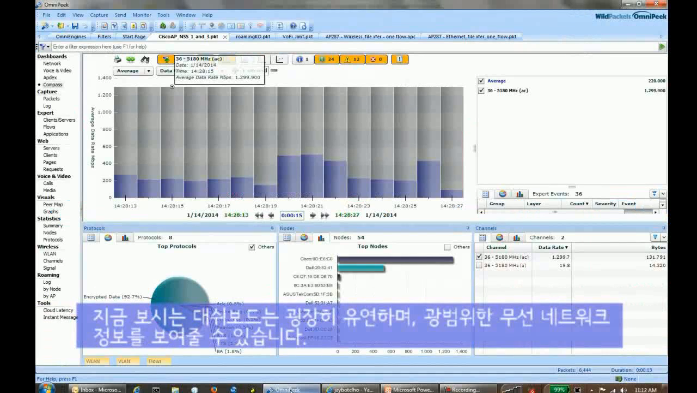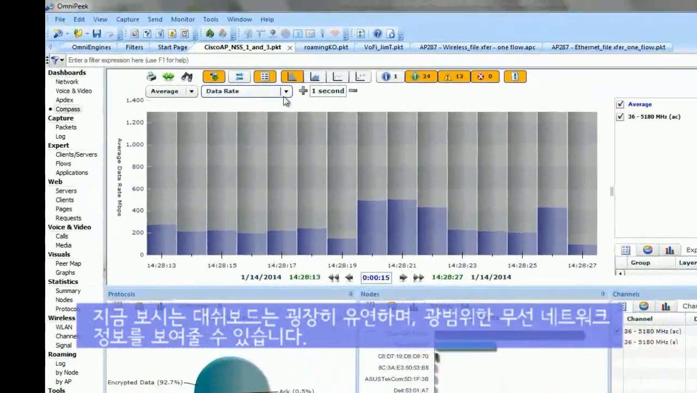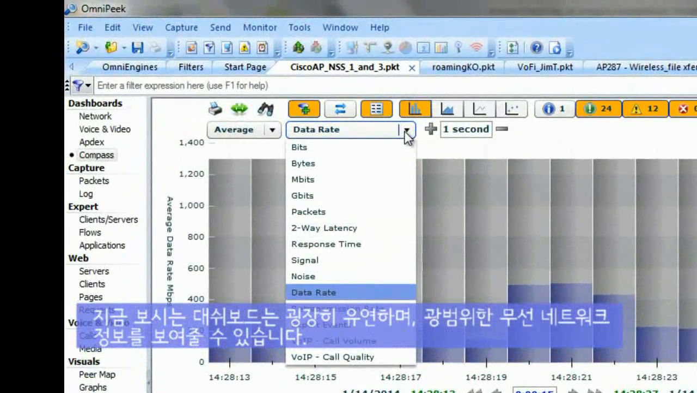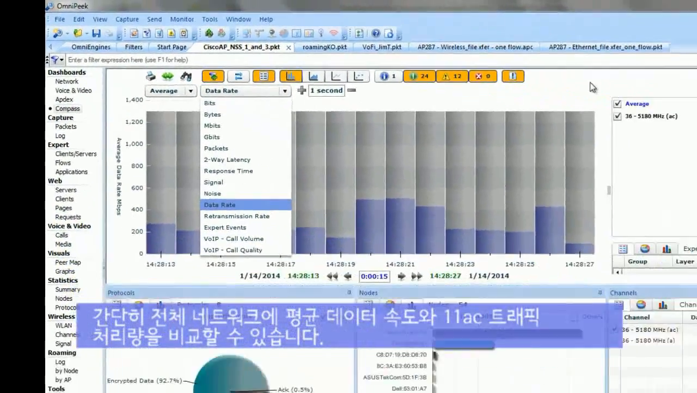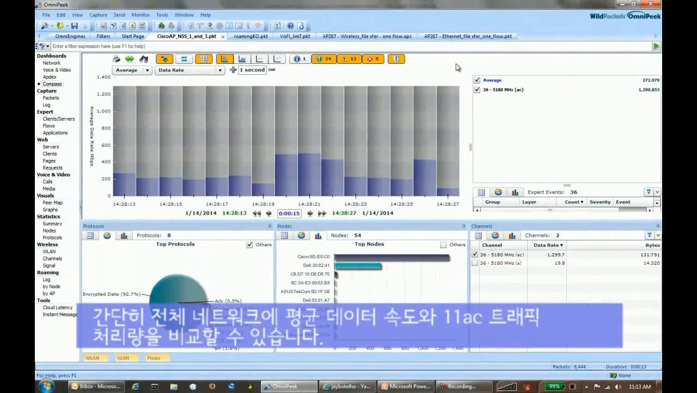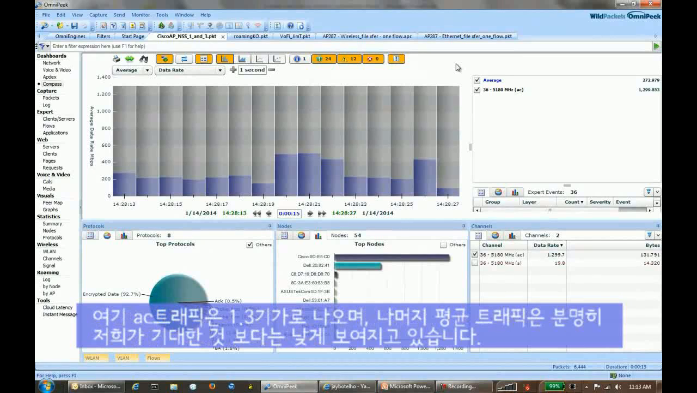Here we're looking at one of our main dashboards in OmniPeek, our Compass dashboard. This is a very flexible dashboard that allows you to show a wide range of information about your wireless network. Here we're looking at a very short comparison of the average data rate for our overall network, as well as the throughput for our 802.11 AC traffic. And we can see our AC traffic is up at 1.3 gigabits per second, while the rest of our average traffic is certainly much lower, as we'd expect.